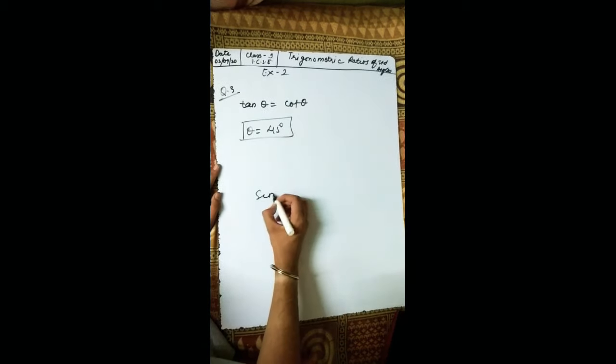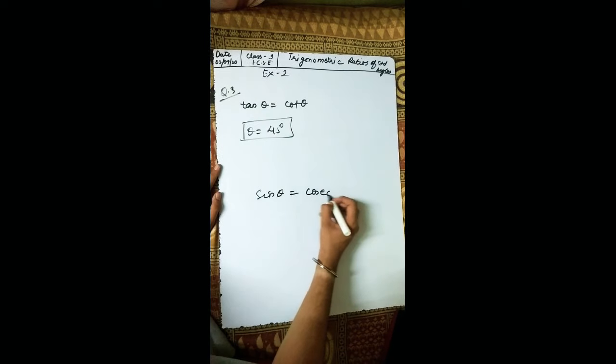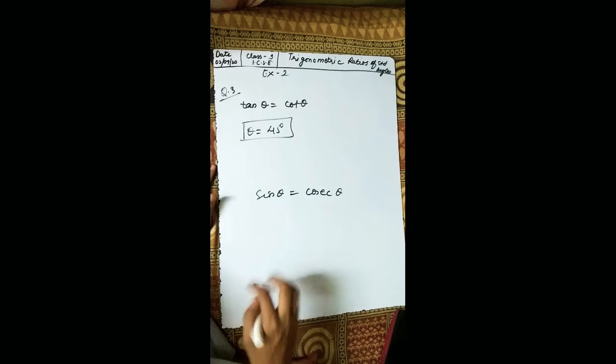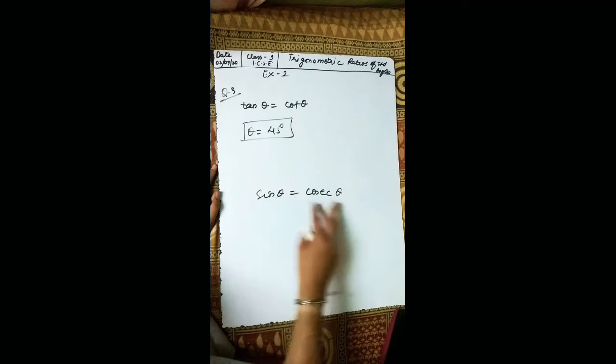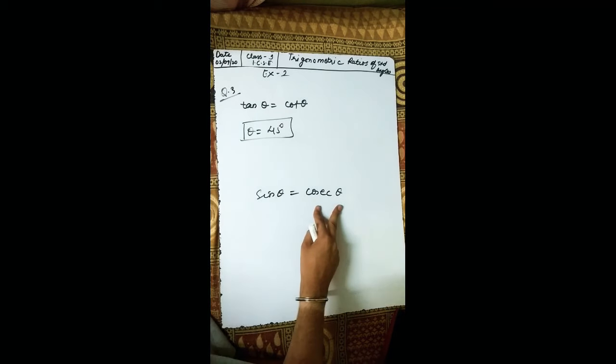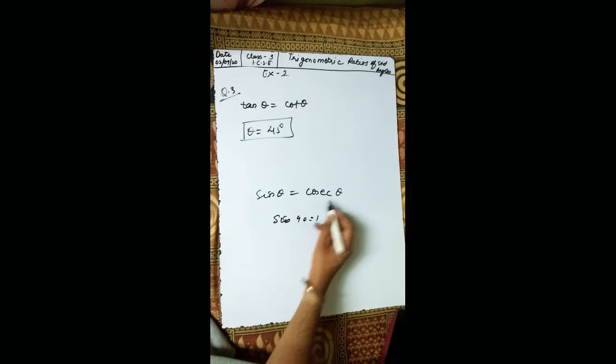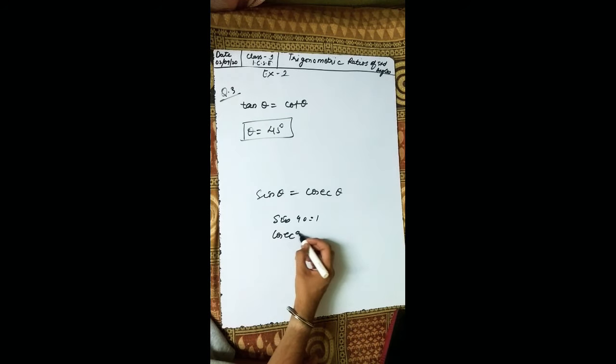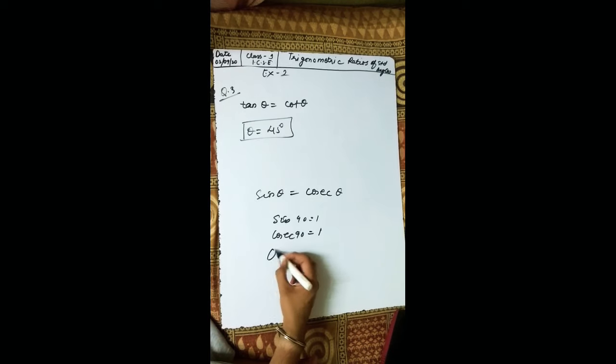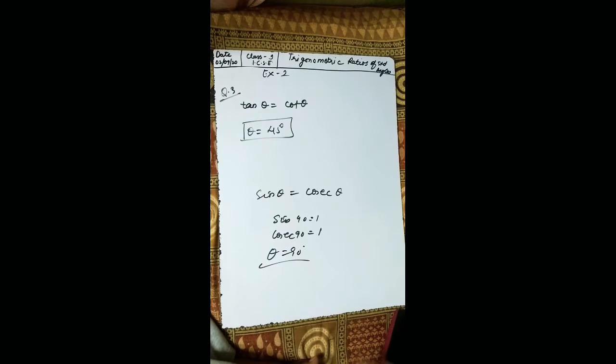Say for example, sine theta is equal to cosec theta. At what angle are they both giving you the same answer? So you have to just take the chart in front of you and answer accordingly. Let me tell you, sine 90 is what? 1, and cosec 90 is also equal to 1. So that particular theta is what? 90 degree. This only you have to answer.